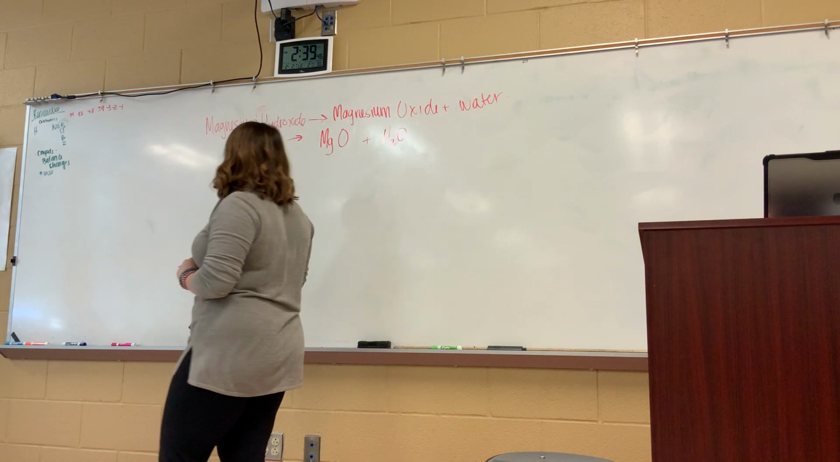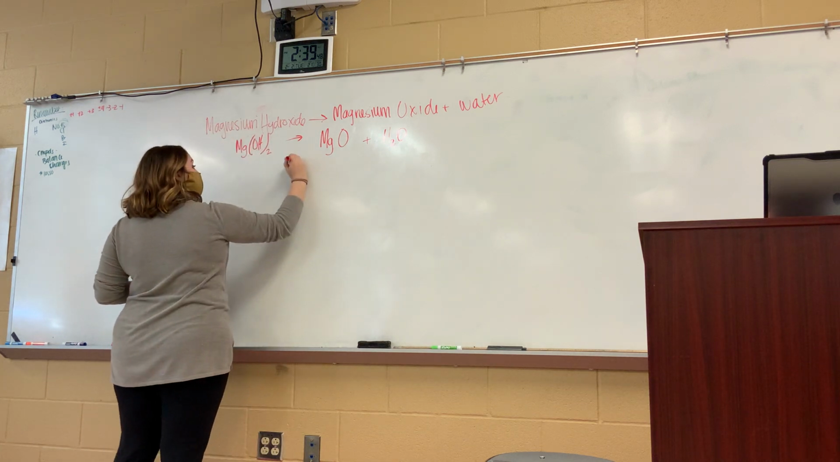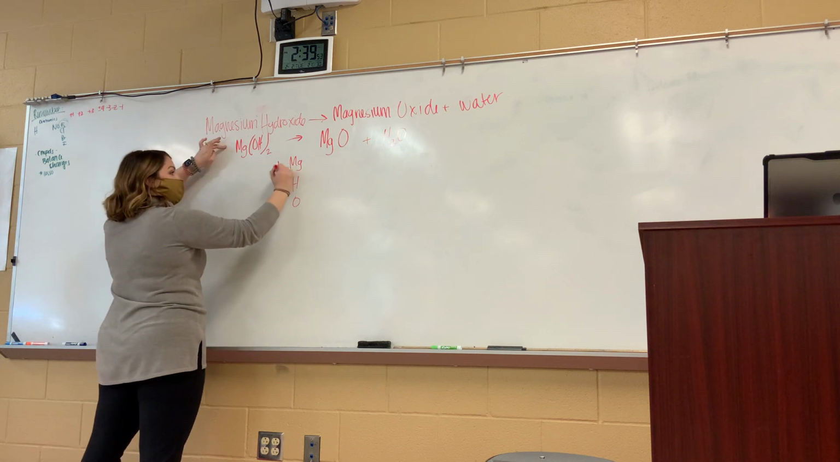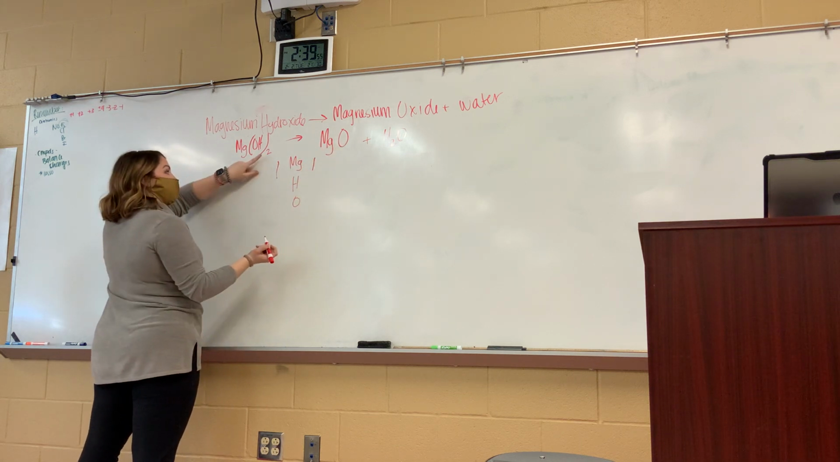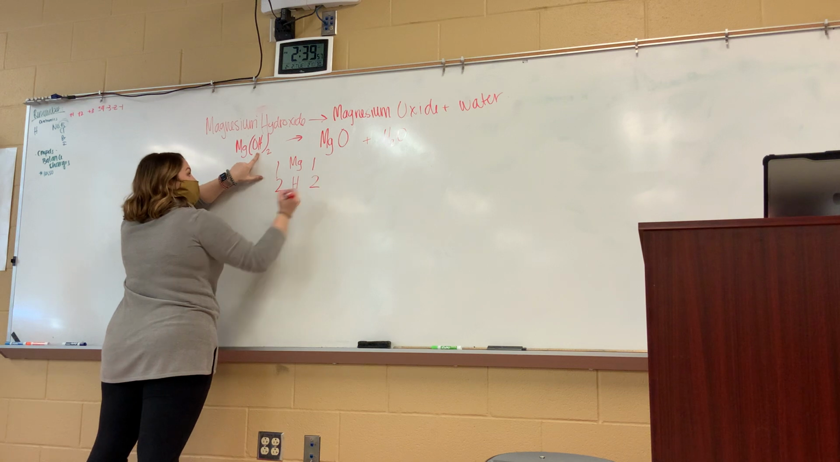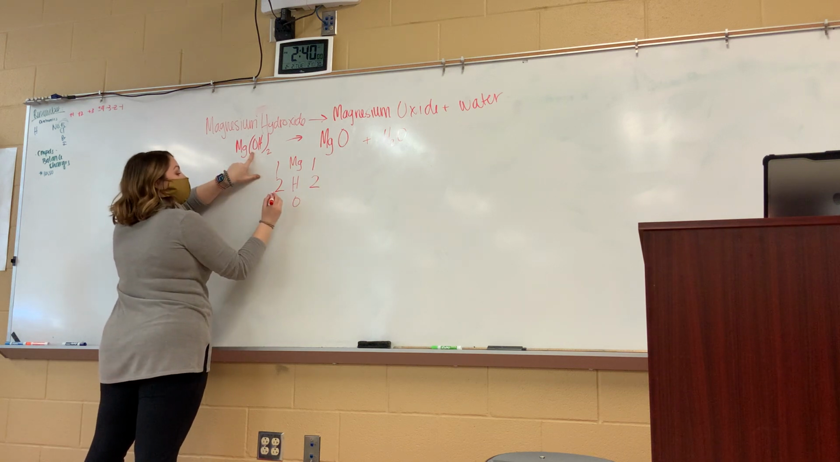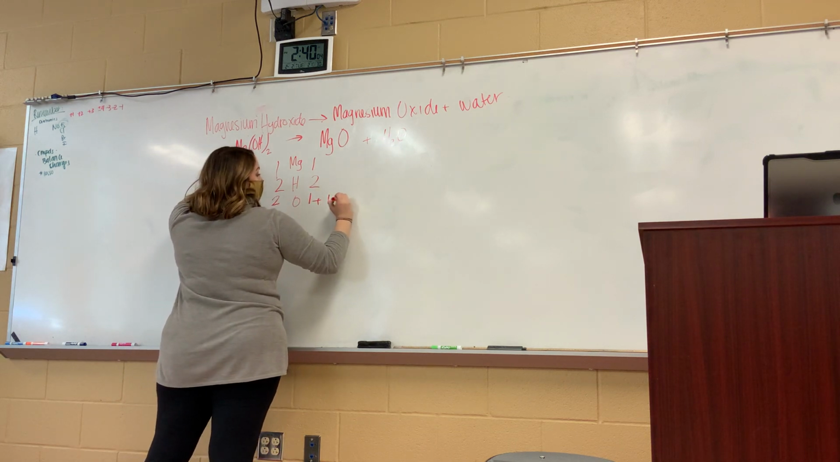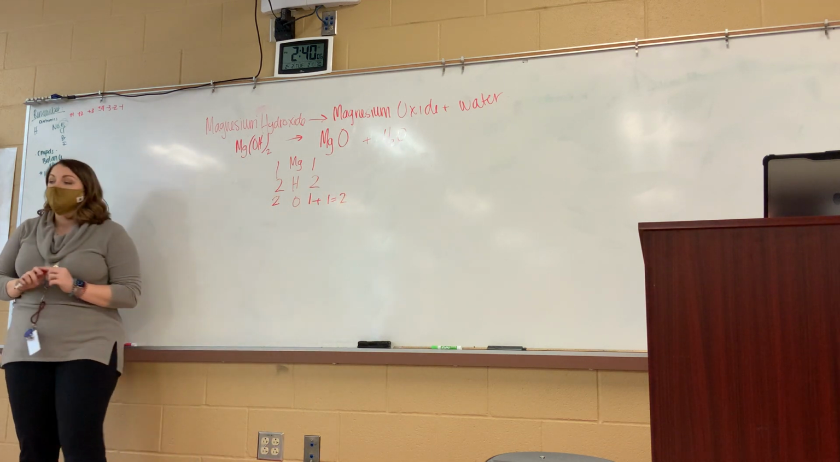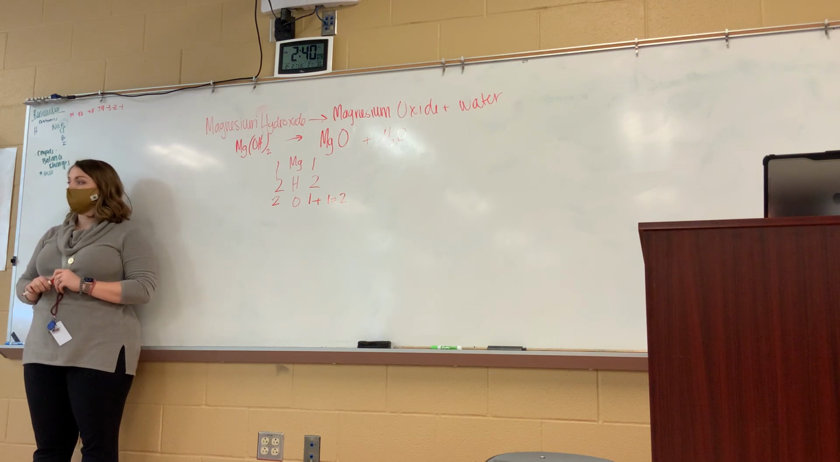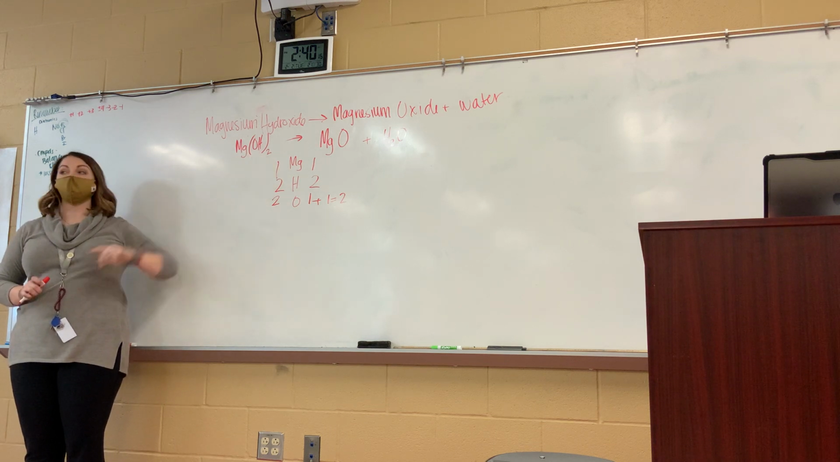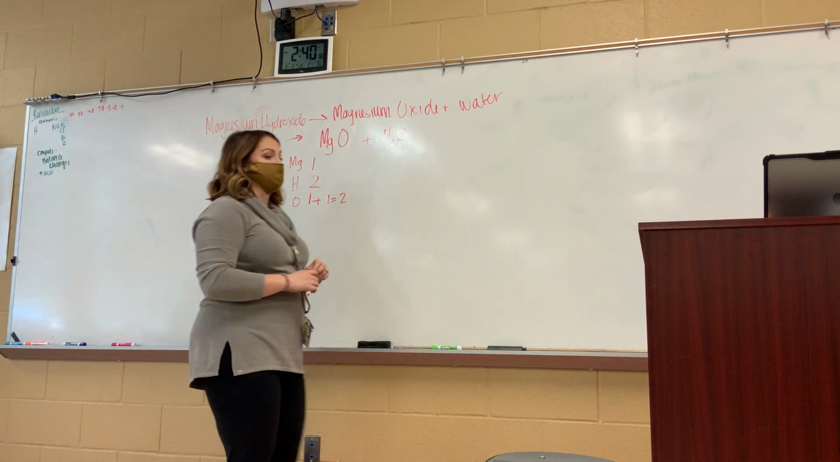Alright, what now? Balance. So I have one magnesium. I have two hydrogens, and I have two hydrogens. I have two oxygens, and I have one here plus one there, making 2. So what are the coefficients for this problem? 1, 1, 1. Okay, the answer is Mg(OH)2 yields MgO plus H2O.